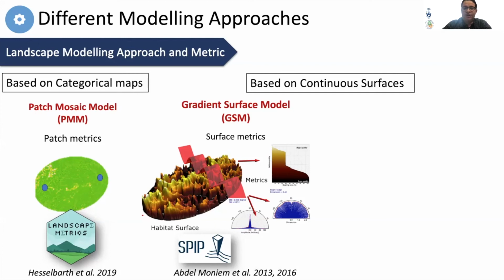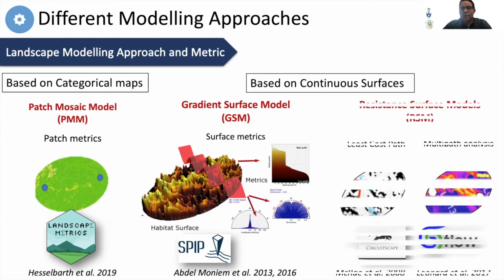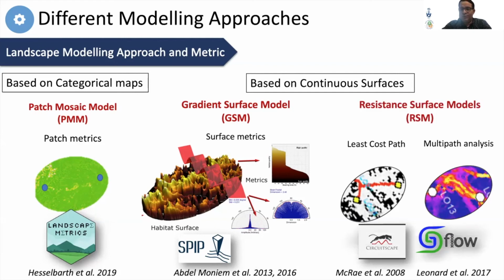For more about these surface metrics, which are a powerful yet sophisticated technique, please have a look at Abdel Moniem et al. 2013 and 2016. Also, for the continuous surface metrics, we can use the least cost path and the multipath analysis in a resistance surface model, for example. These metrics are implemented in Circuitscape and Gflow.